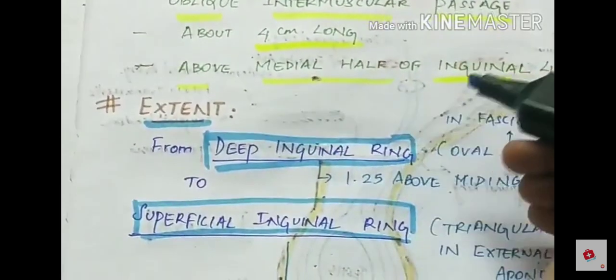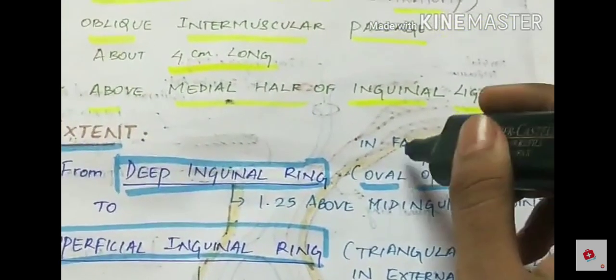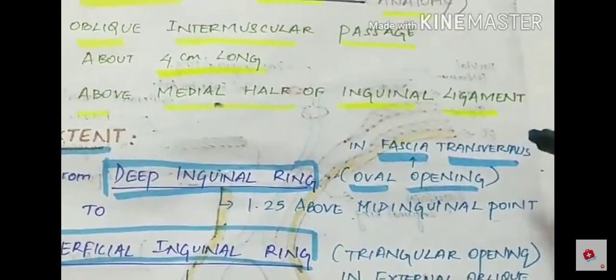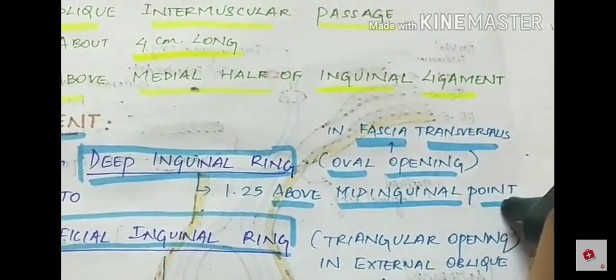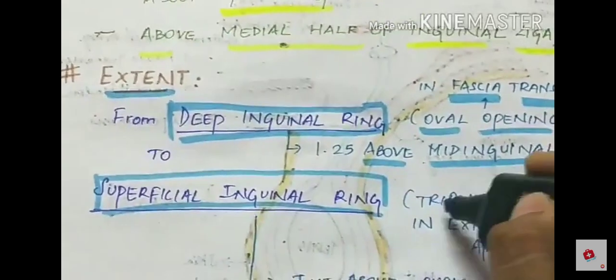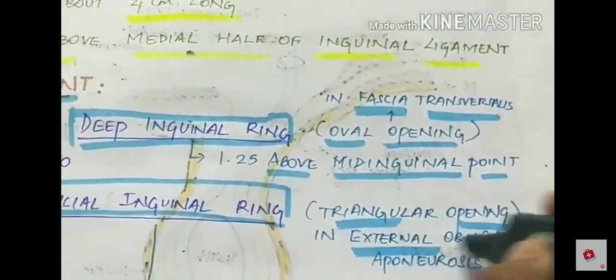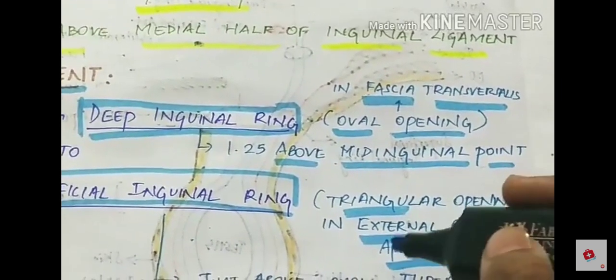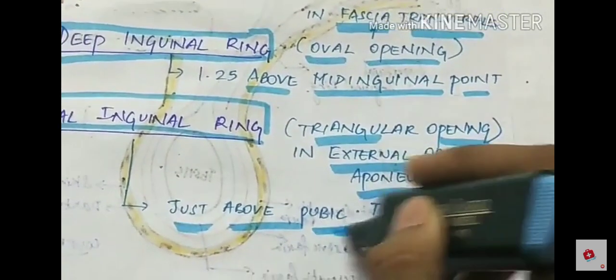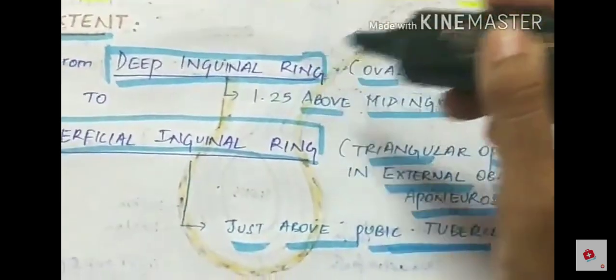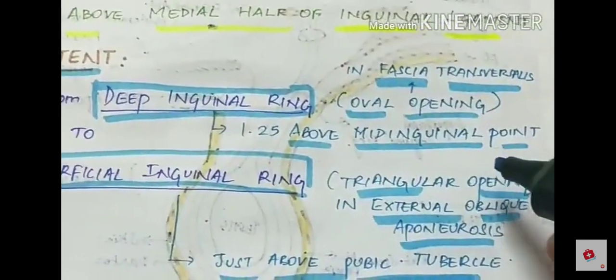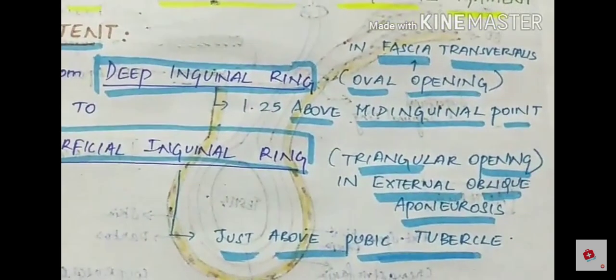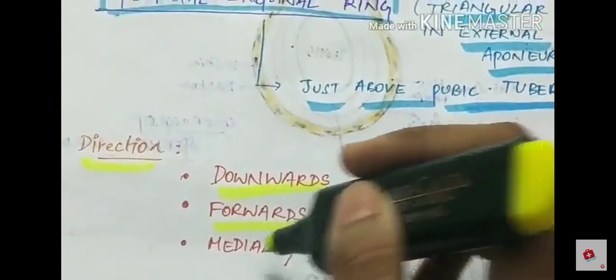The deep inguinal ring is an oval opening in the fascia transversalis, which is 1.25 centimeters above the mid-inguinal point. The superficial inguinal ring is a triangular opening in the external oblique aponeurosis, and it is present just above the pubic tubercle. The direction of the inguinal canal: it runs downwards, forwards and medially.